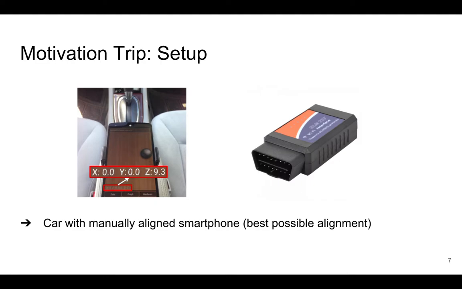how well the sensors work on monitoring driving behaviors, we start a motivation study. We manually align a smartphone in the car with the best possible alignment we can, and we use the OBD device to get the ground truth speed data.